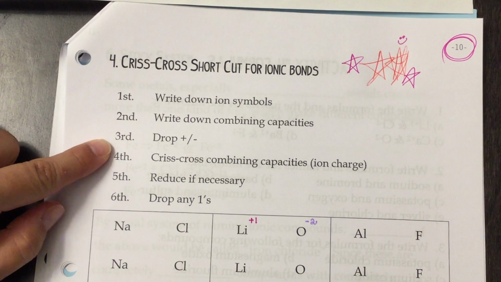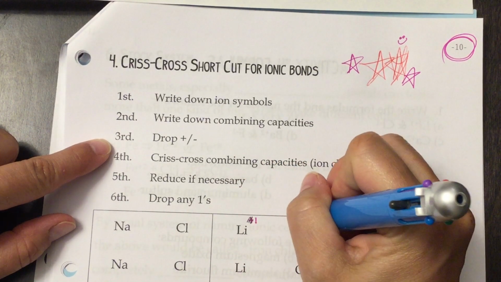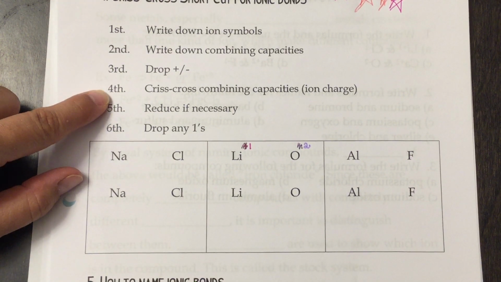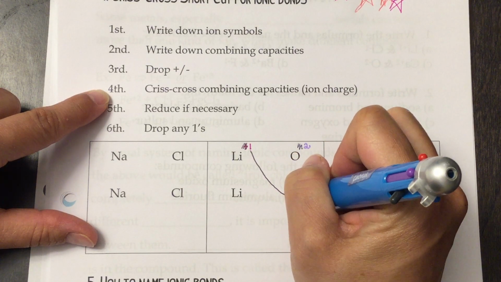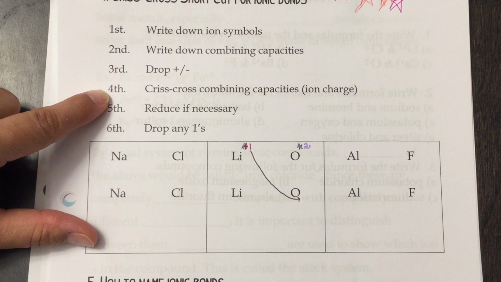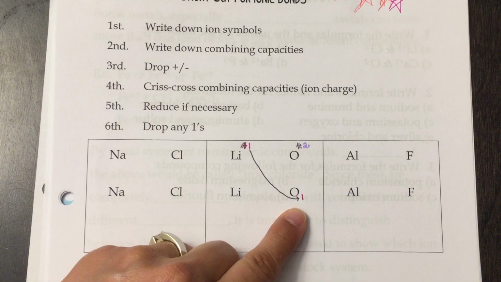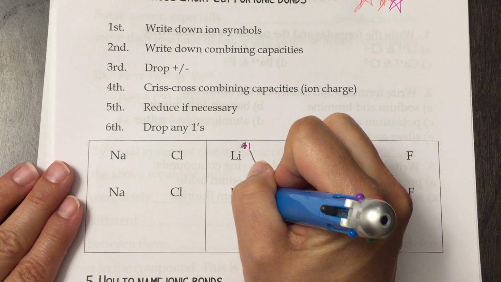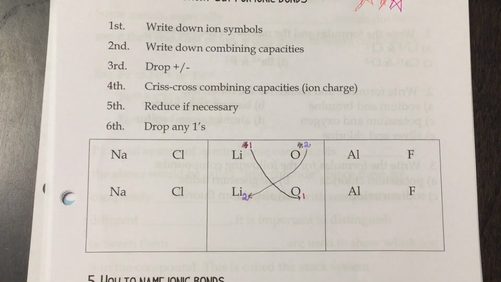Step 3, we're going to drop the positive and the negative. So I can cancel out the plus and the minus. Step 4, crisscross the combining capacity. I'm going to take the 1 from lithium and bring it down as a subscript to the oxygen, from a superscript down to a subscript. And same thing for oxygen, from a superscript down to a subscript for lithium.